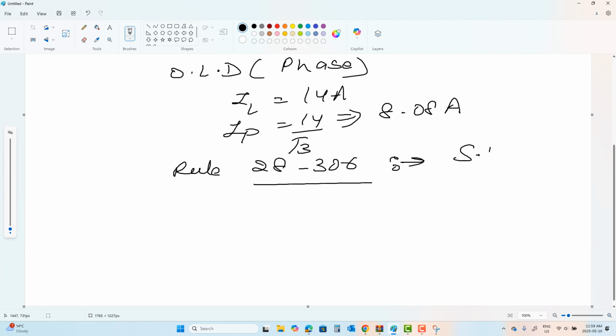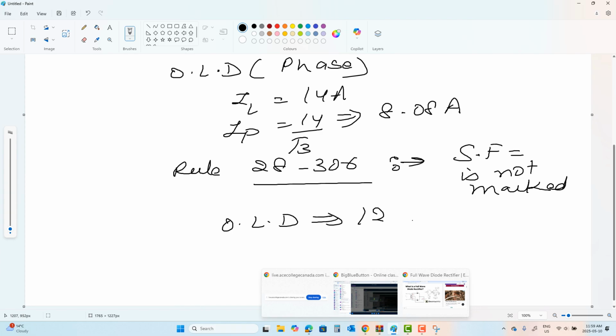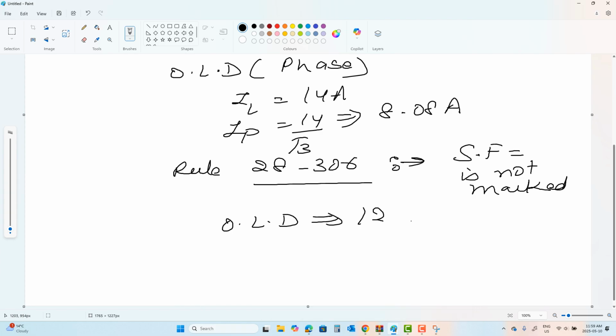The service factor of 1.25 is not marked. It's not given on the nameplate, right? Which means my overload device will be calculated by taking, am I given service factor or no? Not given, right? If the service factor is not given, what is my multiplier based on 28306? 115%. So I will take 115% of 8.08 amps, which is 9.3 amps, and you guys rock.